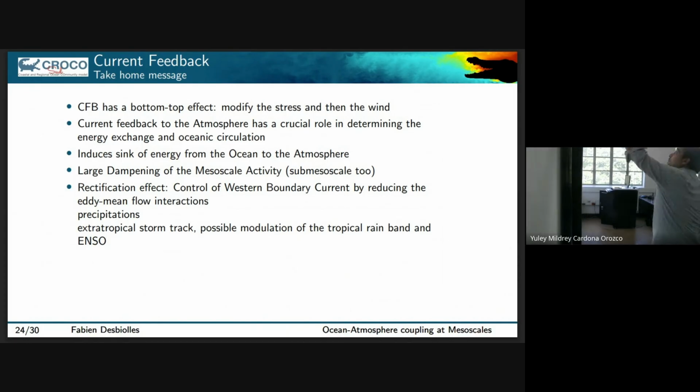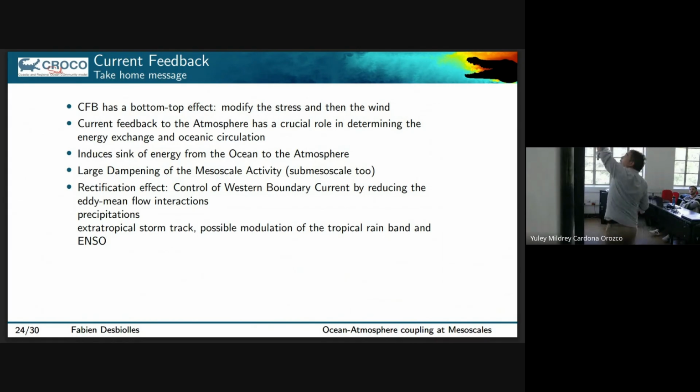So this is the list of what I showed quickly. The current feedback to the atmosphere has a crucial role in determining the energy exchange. So we have a sink of energy from the ocean to the atmosphere. That means a large dampening of the mesoscale activity. Here I just show that it's also true at the mesoscale, and there are very important rectification effects, upscaling effects: stabilization of the western boundary current, eddy mean flow interaction, but also precipitation, extratropical storm track, etc.